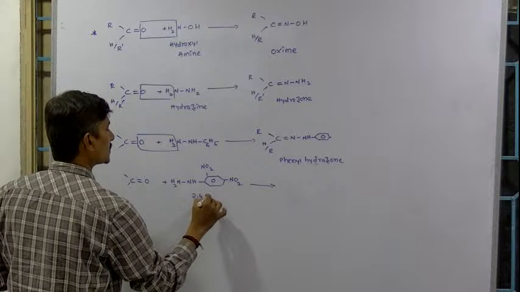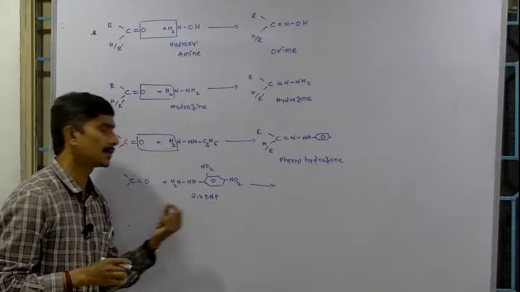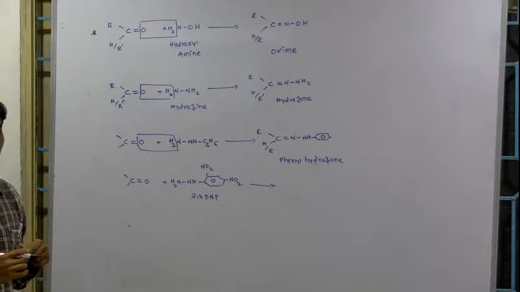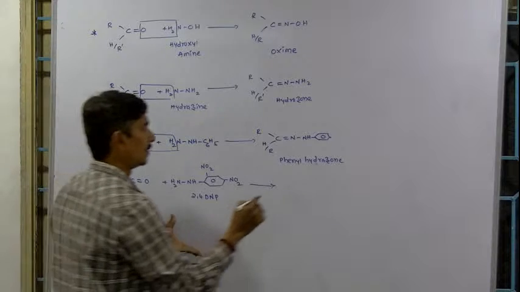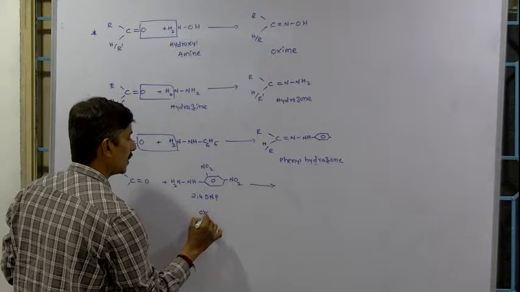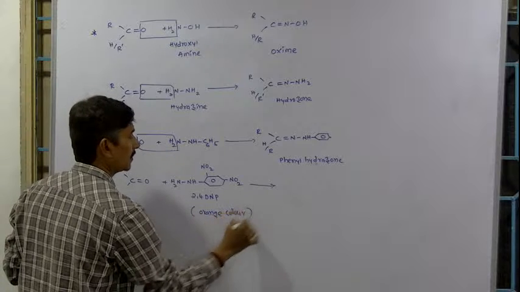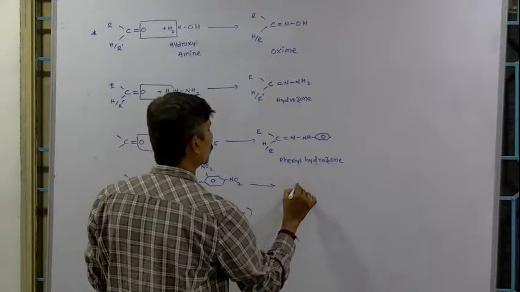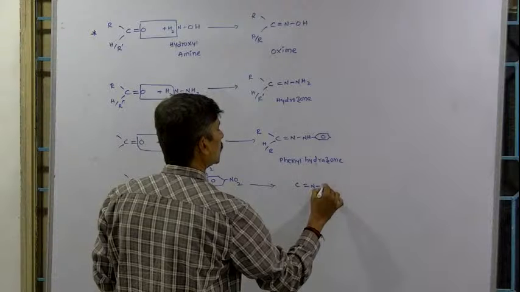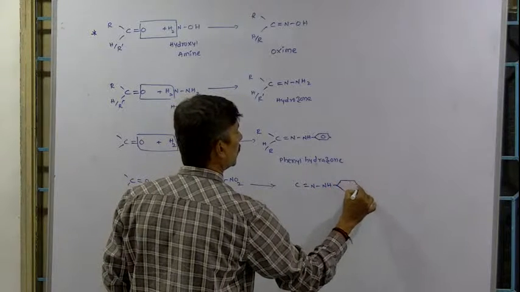It is also known as the 2,4-DNP test. What is the name of the reagent? Brady's reagent or Borsche's reagent. Generally, it is an orange color compound. When it reacts with an aldehyde or ketone, it converts into 2,4-dinitrophenyl hydrazone of the aldehyde or ketone.